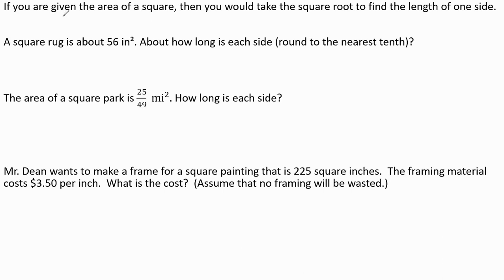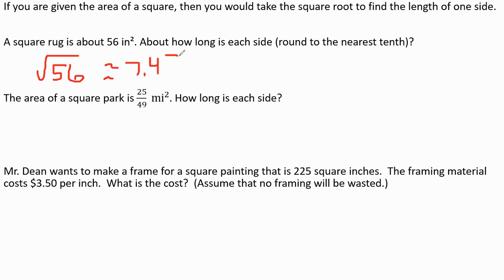If you are given the area of a square, then you would simply take the square root to find the length of one side. Example, a square rug is about 56 inches squared. About how long is each side? So we would simply take the square root of 56, which is about 7.483.